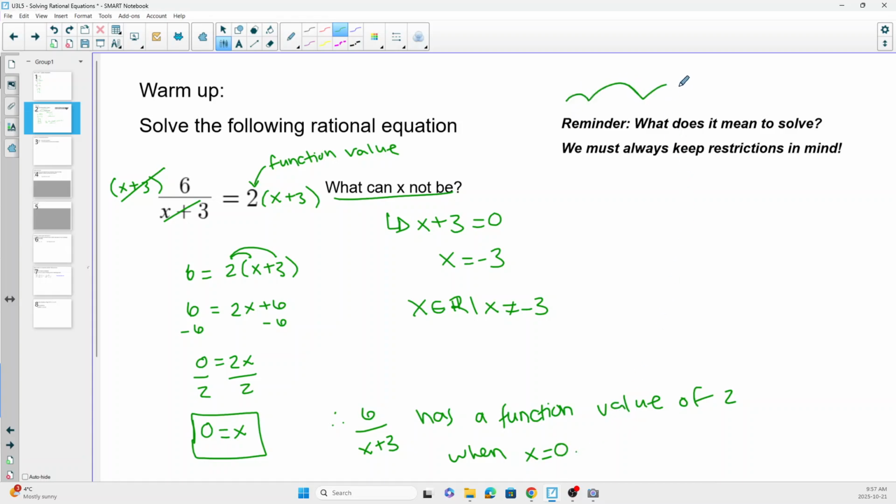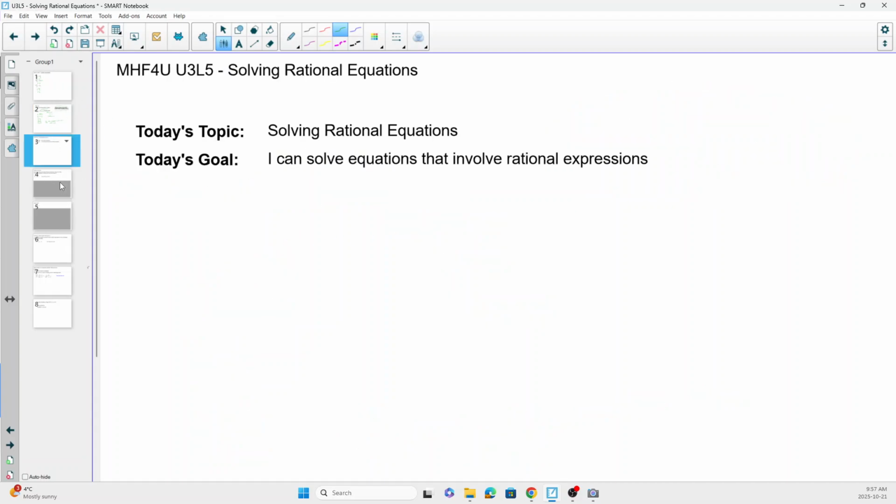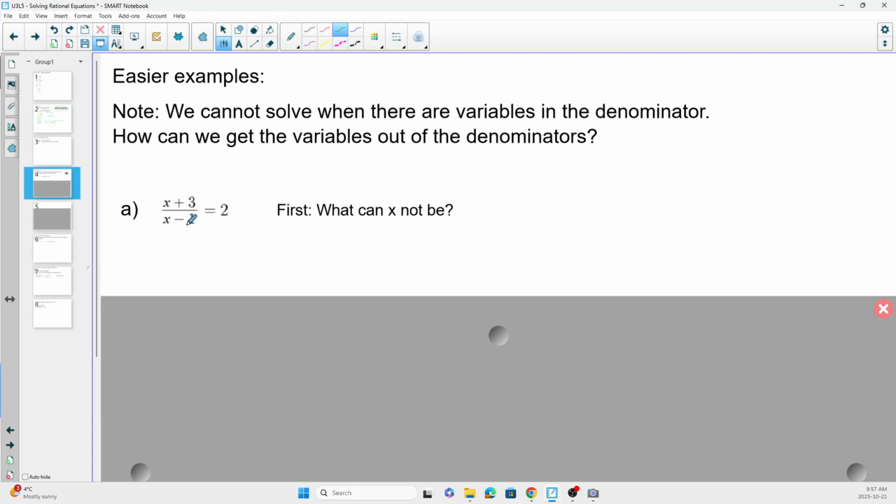Okay, so keep in mind what it means to solve, and also keep in mind your restrictions on the original rational function. Okay, so that's kind of a warm-up that I would do with my in-person class, but I went through it with you guys here. And so now we're going to start looking at some examples.